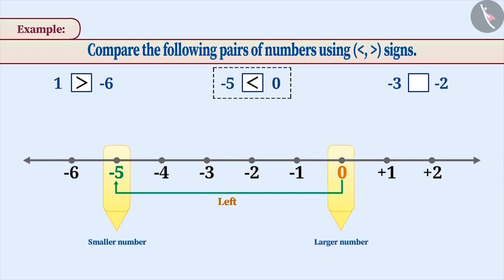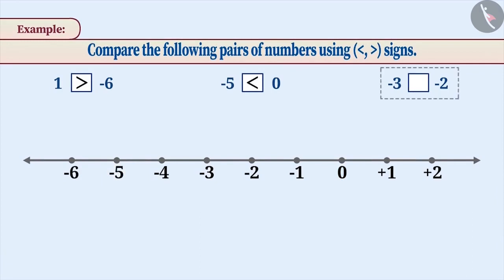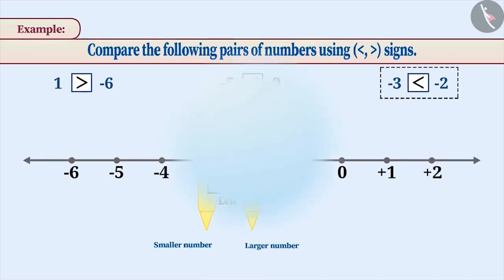Similarly, in order to compare minus 3 and minus 2, mark them on the number line. As you can see, minus 3 is to the left of minus 2. Therefore, minus 3 is smaller than minus 2, or we can say that minus 2 is larger than minus 3.